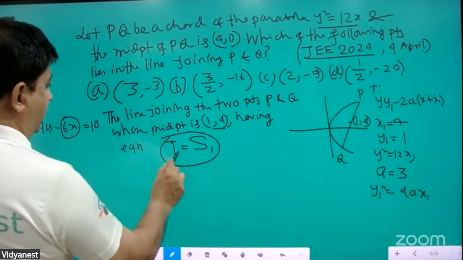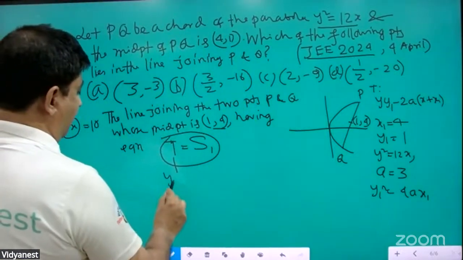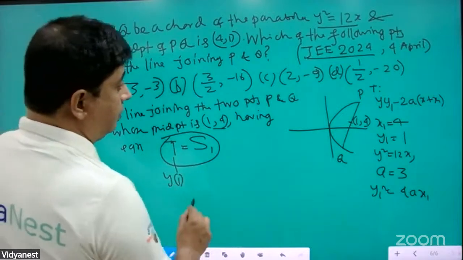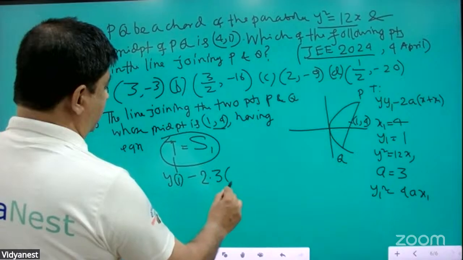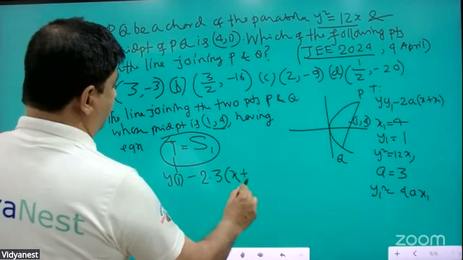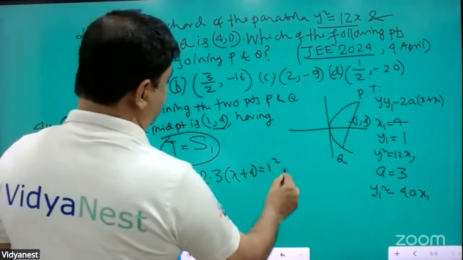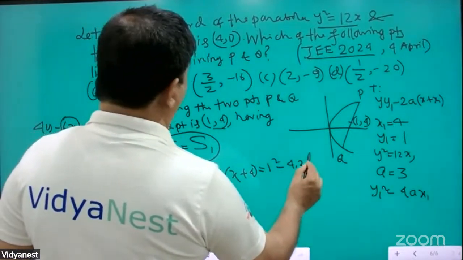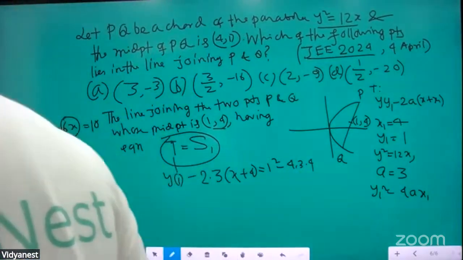You see, T is equal to S1. Why y1? y1 is 1. y into 1 minus 2a, a is 3, x plus 4 is equal to y1 square minus 4ax1. Now it is okay. The question was wrongly copied.